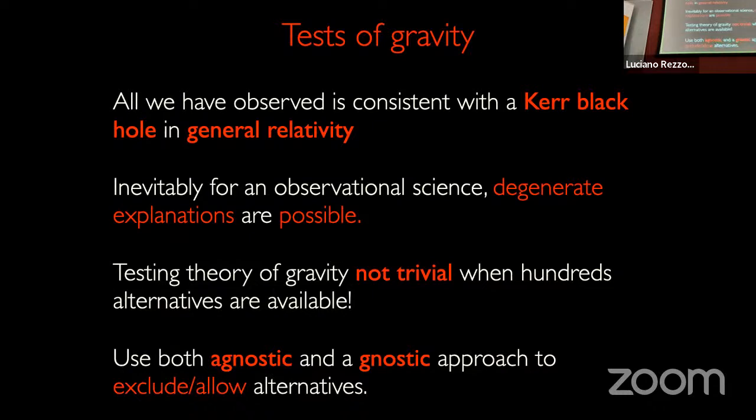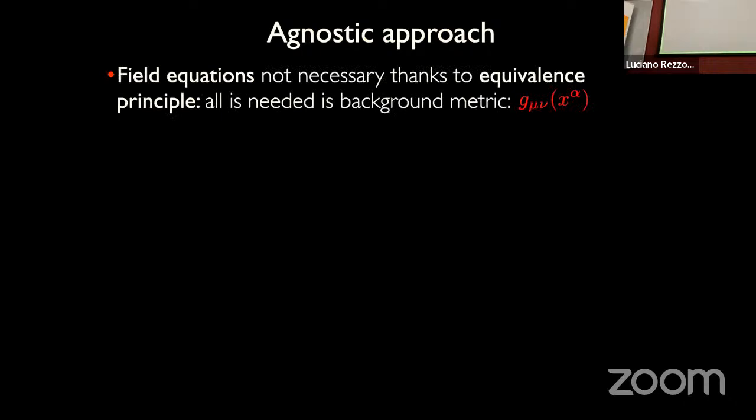In the first one, which I will explain, you don't make any assumption about what theory you're looking at. And in the second one, you say, okay, I want to know exactly whether this object, this black hole with these properties, fits the observations or not. Let me briefly tell you about this agnostic approach. It's something that I developed with collaborators.